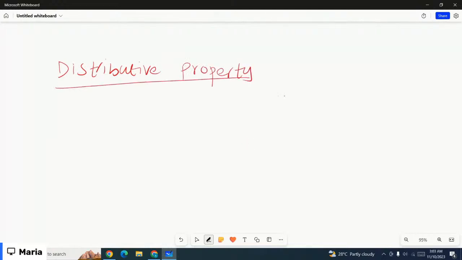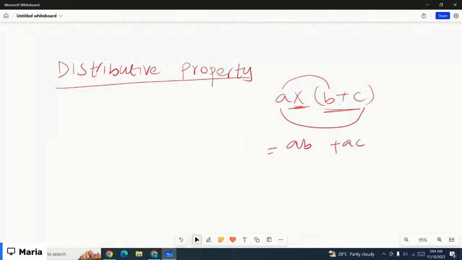The distributive property looks like A times (B plus C). Inside the bracket you have either addition or subtraction, and it is distributed over multiplication. To evaluate, you can either add B plus C and multiply it with A, or do A times B plus A times C. They are both exactly the same. A times (B plus C) equals AB plus AC. Got it? That is the distributive property.